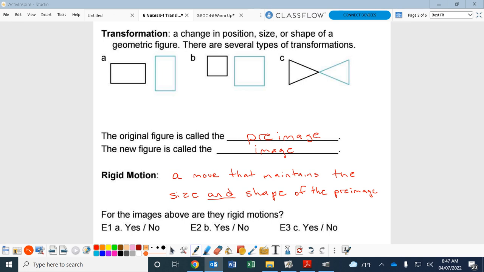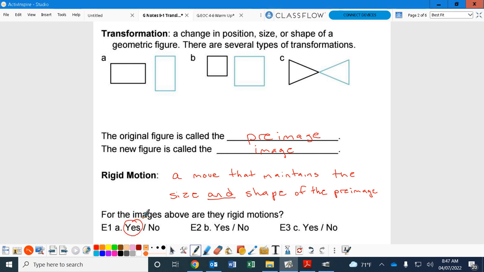Okay, so here we go. So we're going to decide whether these motions, again, slides, flips, whatever they are, if they're rigid. Are we changing the size or shape? So when we look at A, when we did this and we rotated it around, did that change the size or shape? Okay, so the question says, is this a rigid motion? Yes, it is a rigid motion because nothing changes size or shape-wise.